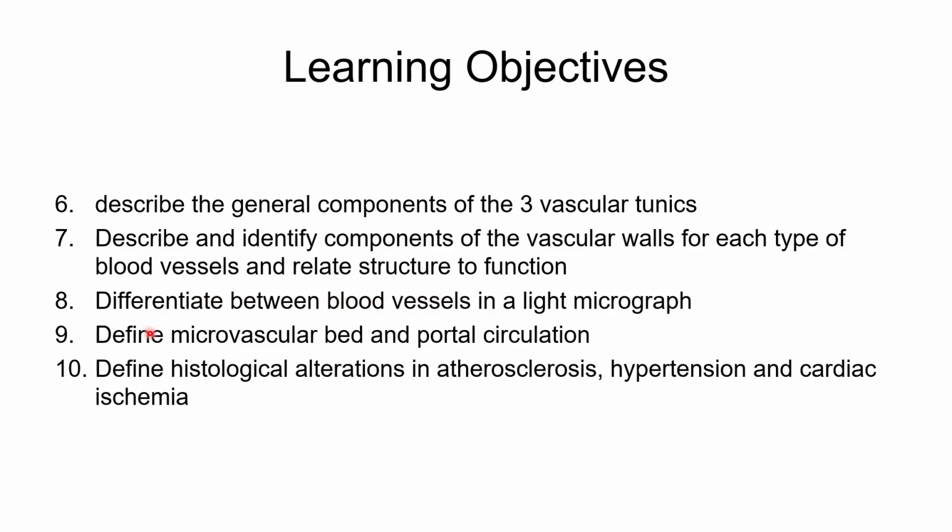Then we should tackle some concepts, like defining the microvascular bed and what portal circulation is. And then, if time permits, we'll look at some histological alterations in atherosclerosis, hypertension, and cardiac ischemia, and how these three layers can become abnormal in certain circumstances.